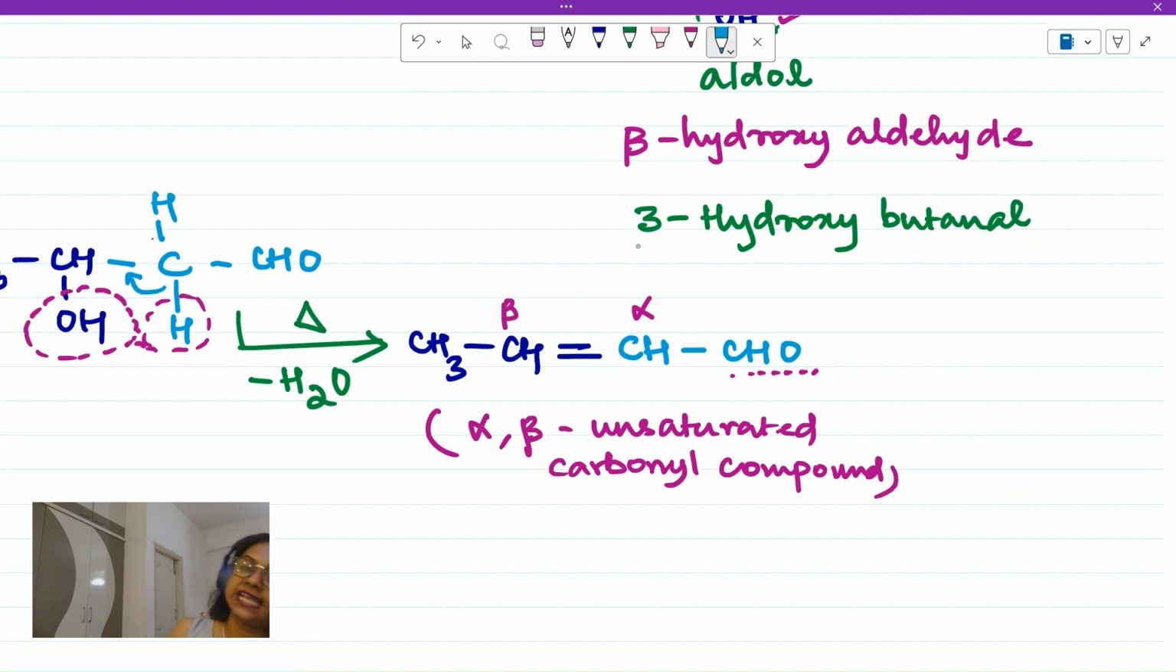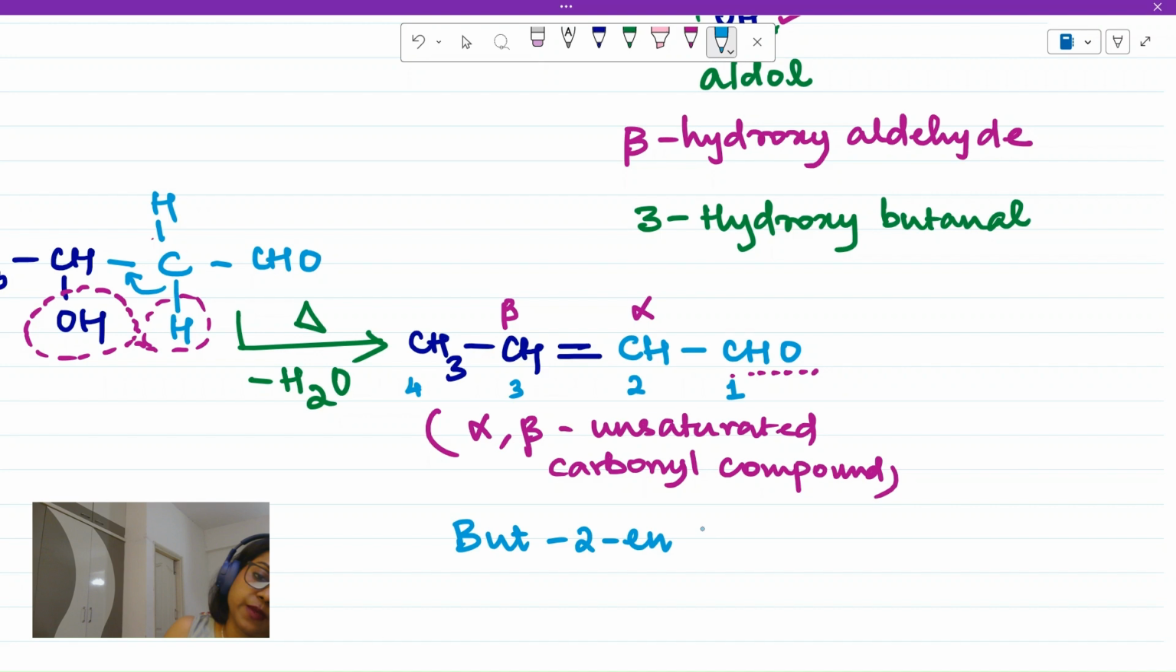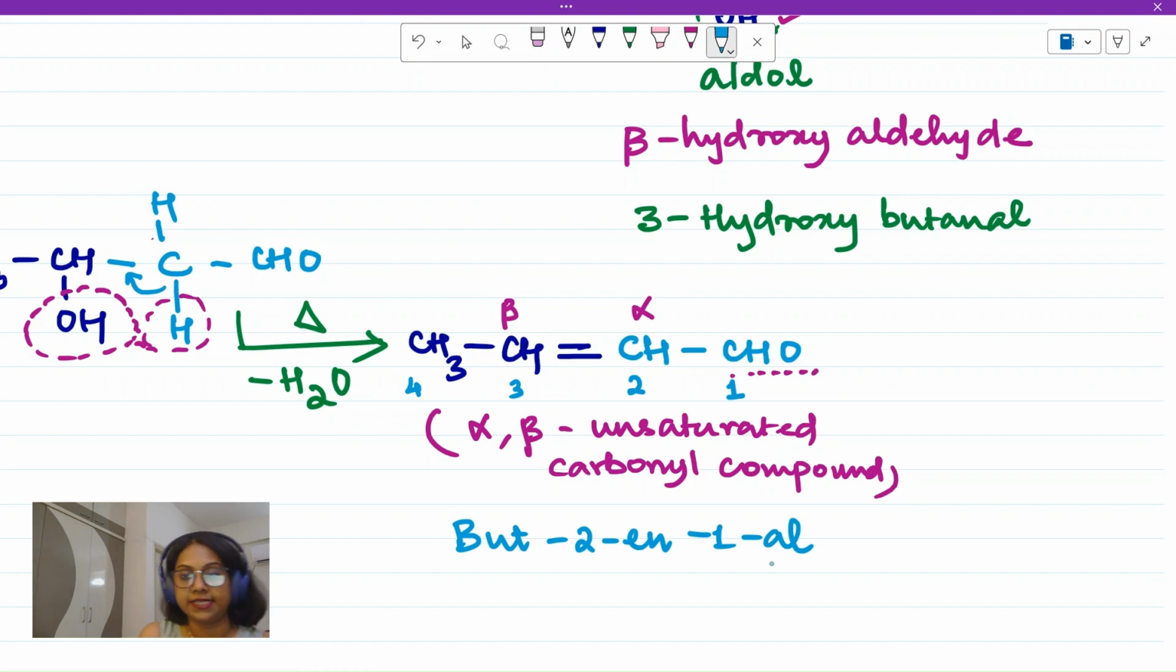Okay, how do we write the IUPAC name of this molecule? We'll again take the priority of the aldehyde group. So 1, 2, 3, and 4. And what do we call this? But at 2 position, you have ene, and at 1 position, you have al. So this is butene 1, and this is the final product of aldol condensation.